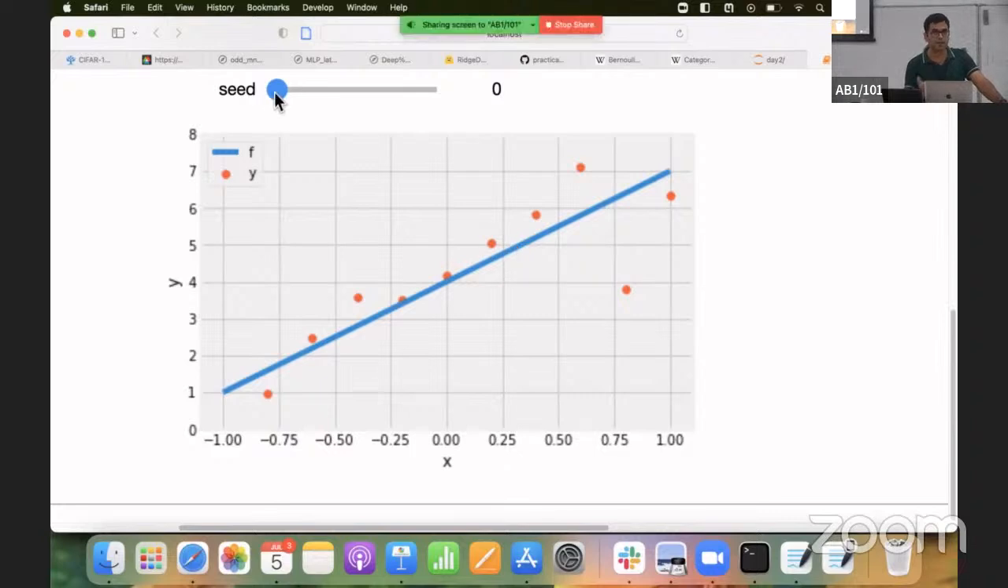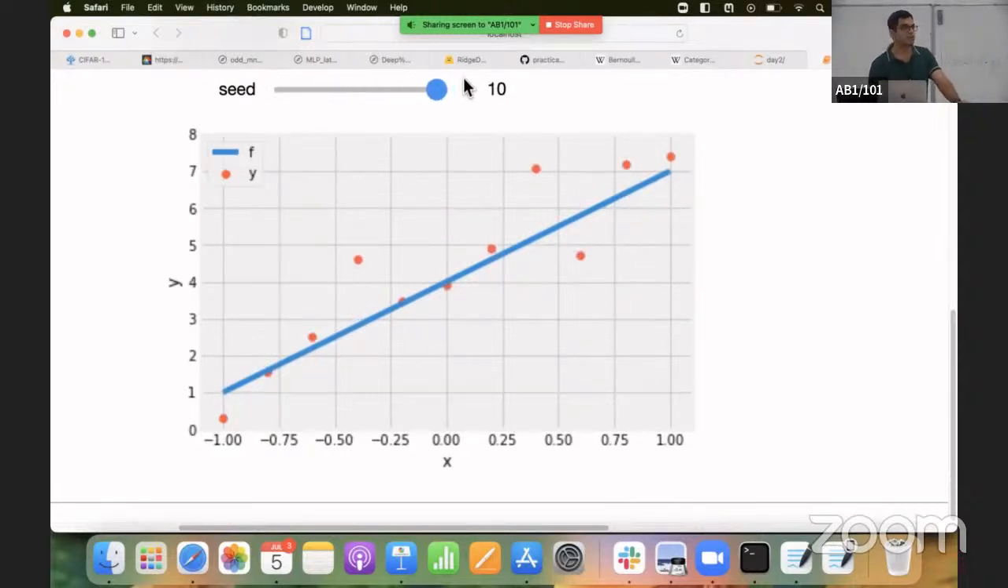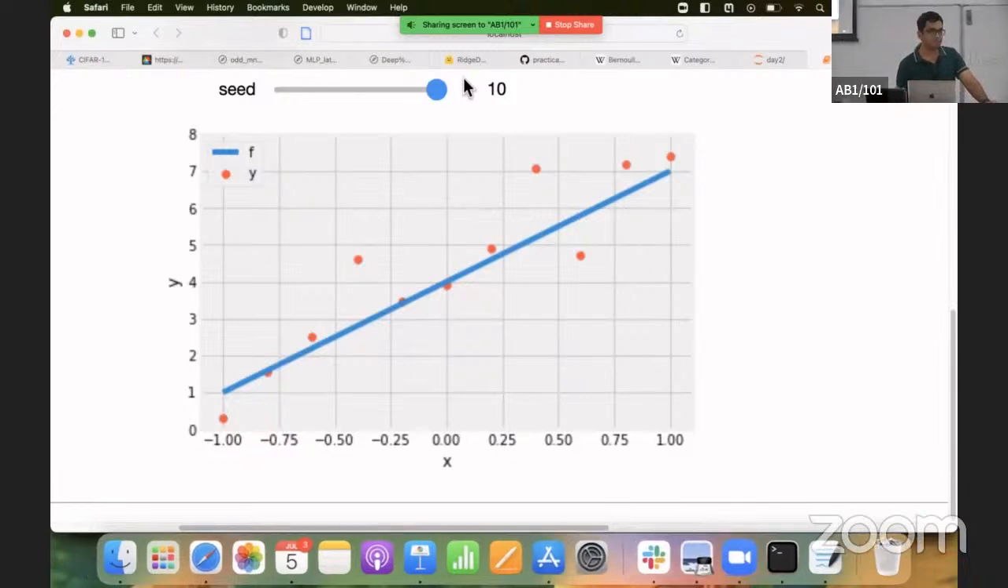So for one particular random seed, maybe the red is the set of observations that you'll see, y. For another seed, you could have seen some other different set of observations. Another seed, you could have seen something else. So as I'm going through the different seeds, you can see that given the same generative process, you could have had various different data sets. Right? Does everyone follow till this point?